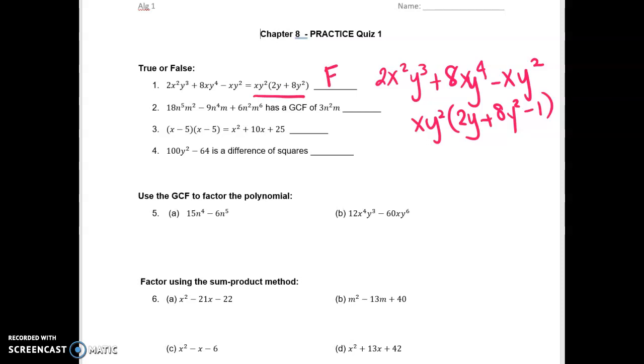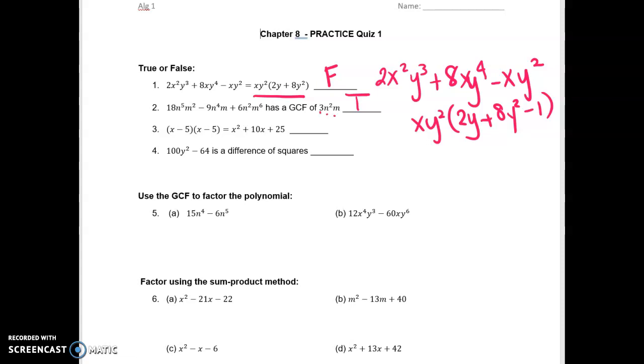Number 2, 18n to the fifth m squared minus 9n to the fourth m plus 6n squared m to the sixth has a GCF of 3n squared m. Well, in order to find the GCF, we look at all the numbers. We find the greatest common factor, which is 3. Then we look at each variable, and we find the lowest exponent. So they all have an n, and the lowest one is a 2, which is what we have there and there. And then for m, they all have an m, and the smallest one is an m to the first, which we have here. So this is true. That is our greatest common factor.